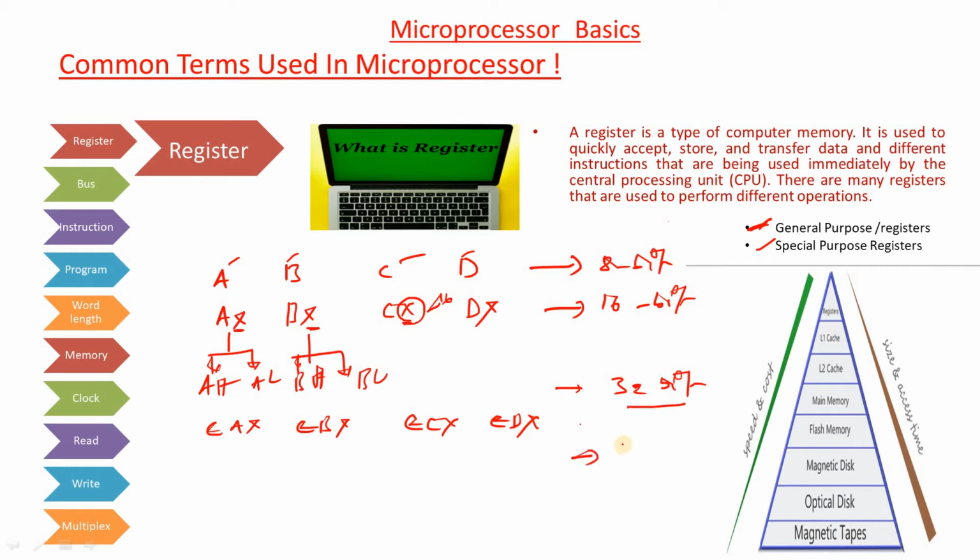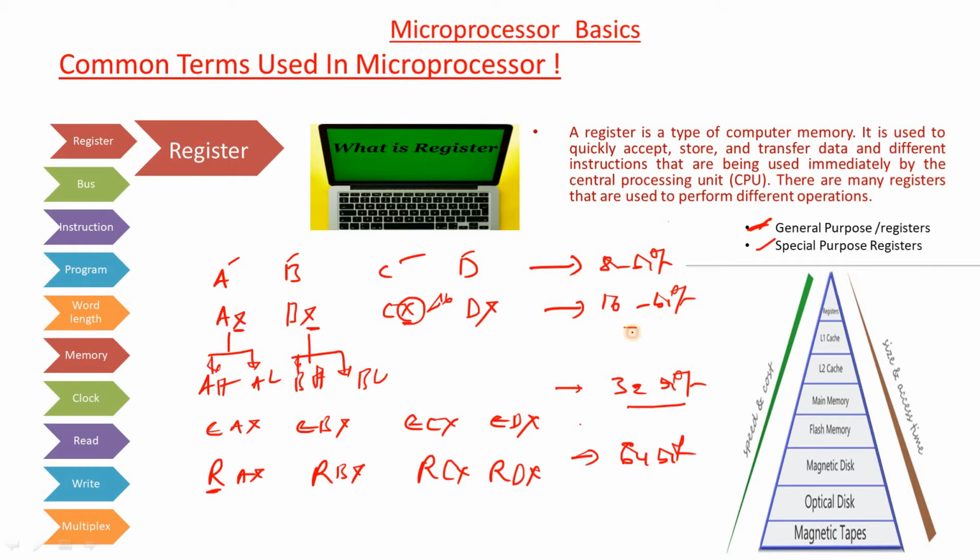If you want to consider 64-bit registers, the general representation is RAX, RBX, RCX, RDX, where R indicates register extension. That means register extended AX, register extended BX, register extended CX, register extended DX, like this. Where R indicates 64-bit registers. All are rectangular boxes. If the register size is 8, inside 8 flip-flops are there.